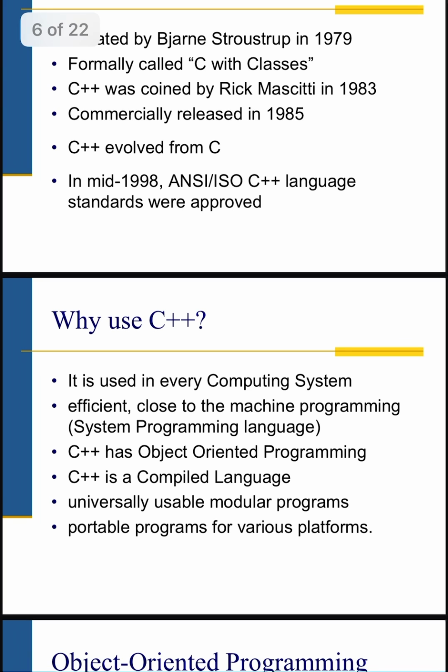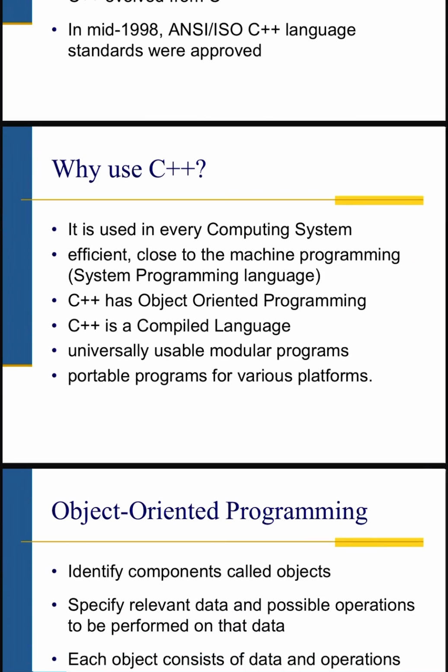Why use C++? It is used in every computing system. Efficient, close to the machine language, which is a system programming language. C++ has object-oriented programming. Yes, C++ has object-oriented programming, and C++ evolved from C, but C did not have object-oriented programming. C++ is a compiled language, universally usable, models programs, and has portable programs for various platforms.